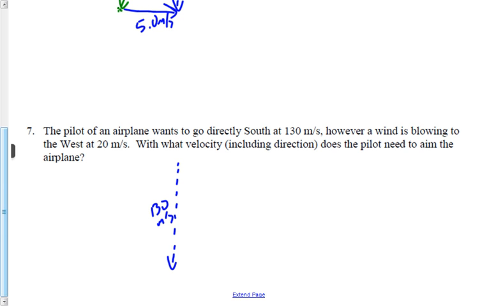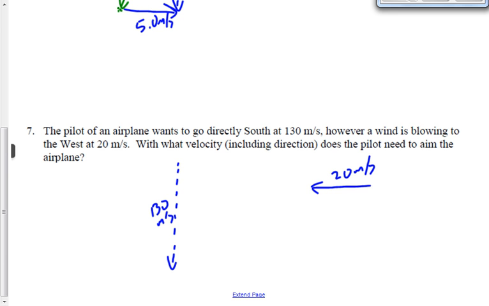There's a wind blowing to the west at 20 meters per second, so we draw that to the west like this at 20 meters per second. Okay, we have to put those two vectors together, and then we have to figure out what direction we have to aim in order to go 130 meters per second to the south.